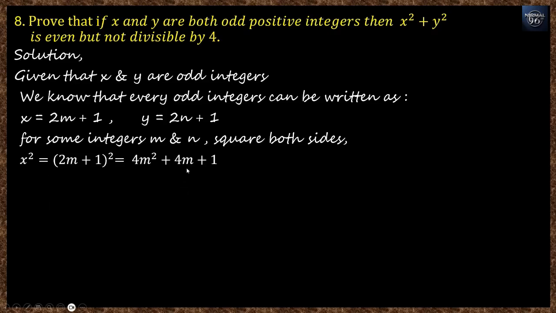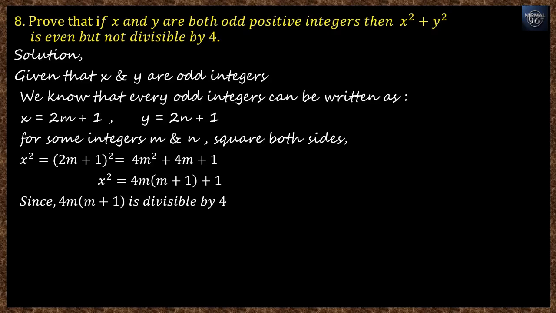Again you can see this 4m square plus 4m can be factorized further. So x square equals 4m, taking common in these two terms, 4m(m plus 1) plus 1. Now, since 4m(m plus 1) is divisible by 4, x square is congruent to 1 mod 4.